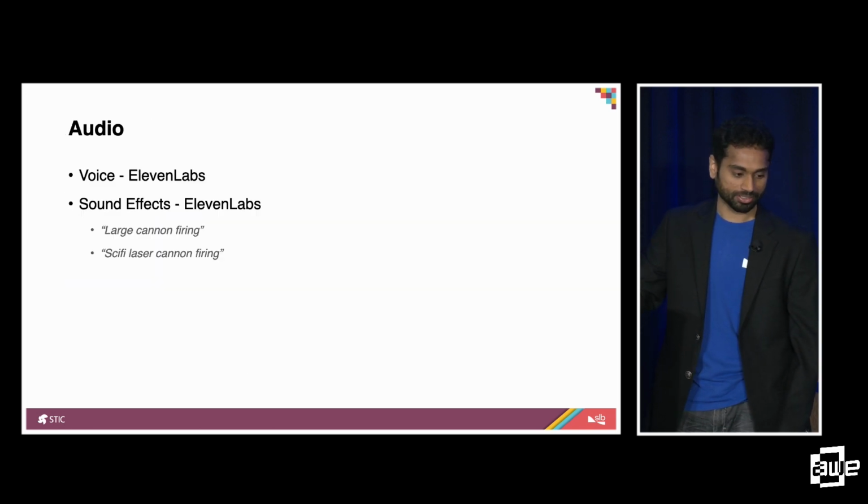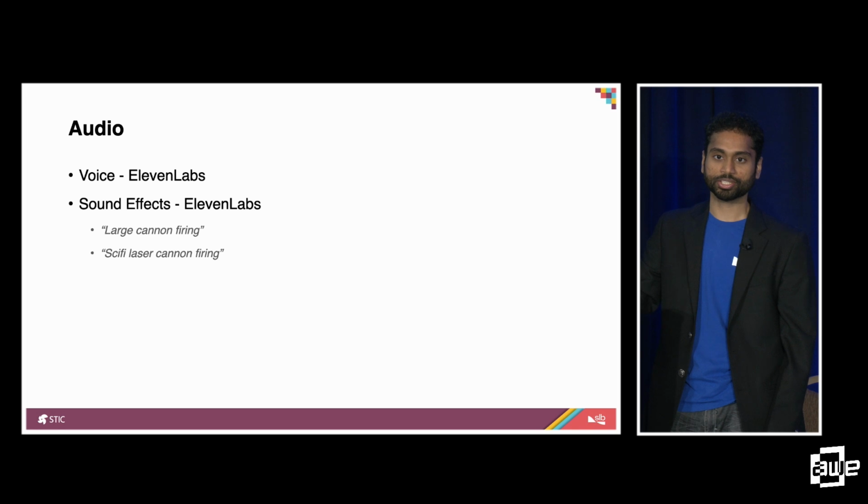All right, so audio. All the audio in Project Warbird was AI generated. So the voice and the sound effects were created with 11 Labs. And here's an example of a sound effect where the prompt was a large cannon firing. And when I change it to sci-fi laser cannon firing, it changes to this.